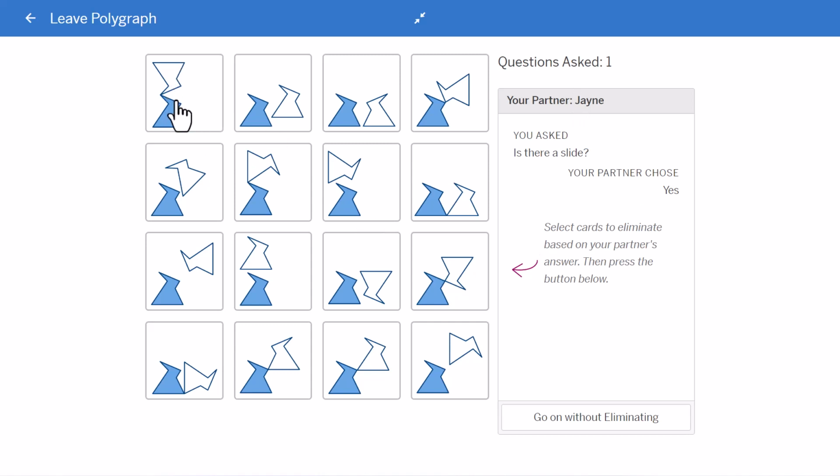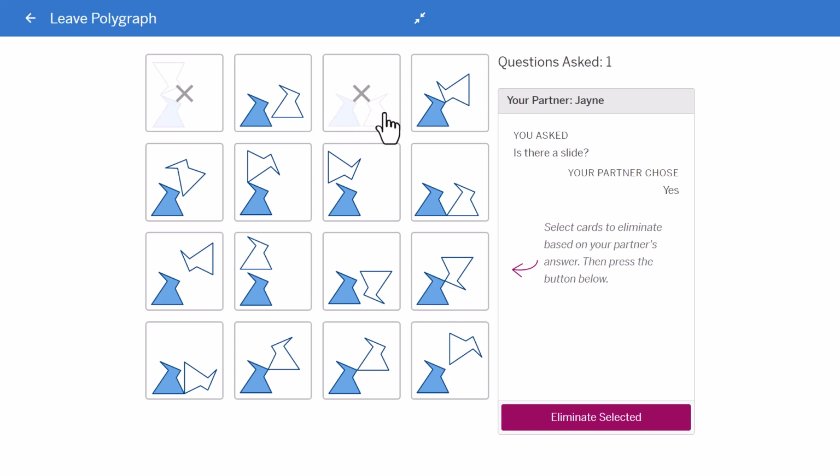As I'm looking at this first tile, I see a flip, but not a slide. I'm going to cross that one out. This next one, I see a slide, so I'm going to leave it. This next one, I see a flip, not a slide, so I'm going to eliminate that. This one, I see a turn. Nope, I take that back. I see a flip, like it's flipped. There's a mirror in between these two things right here, but it's not a slide.